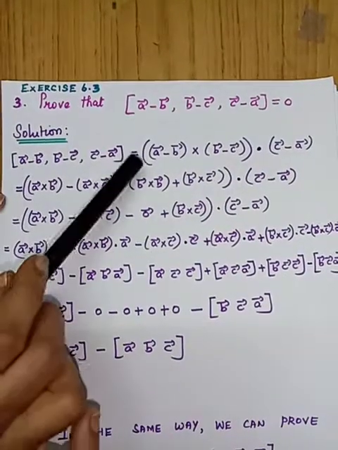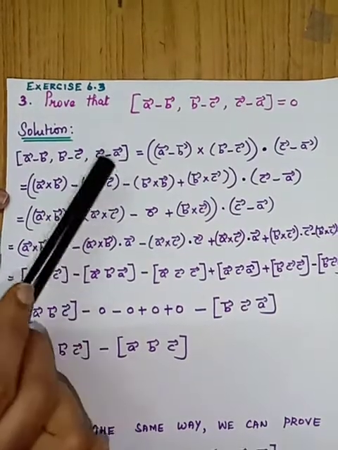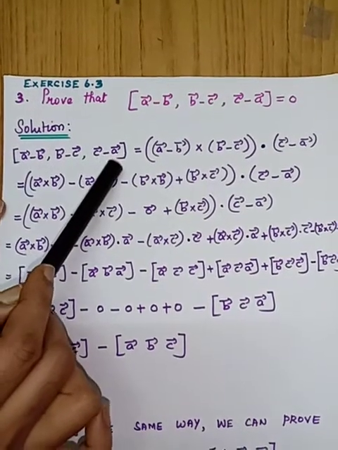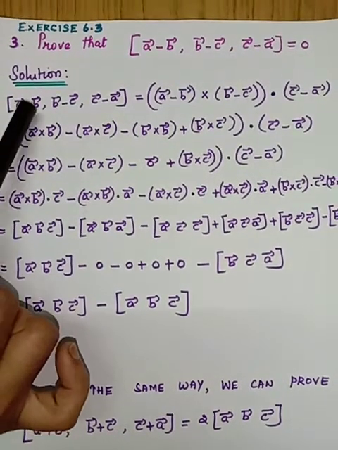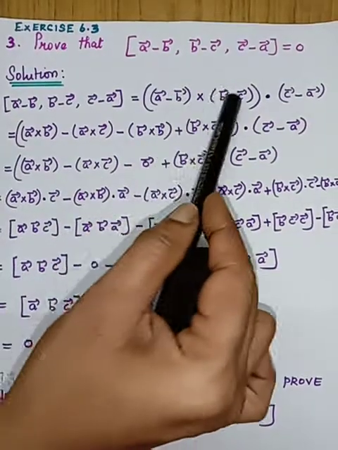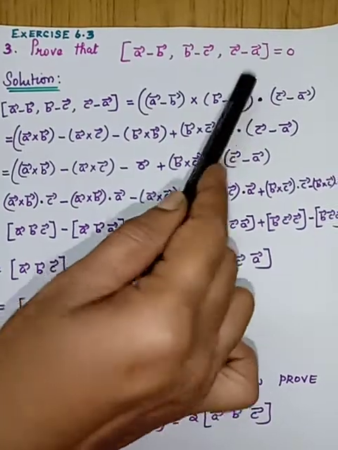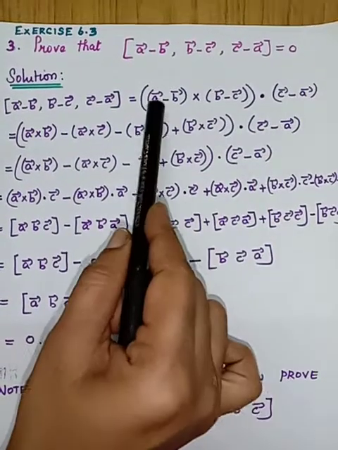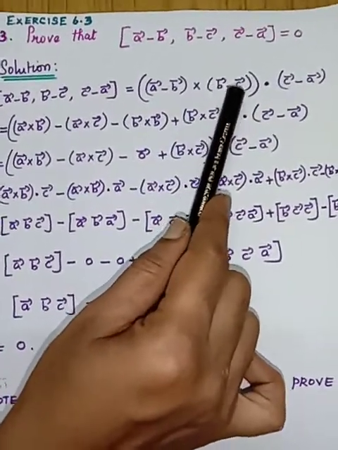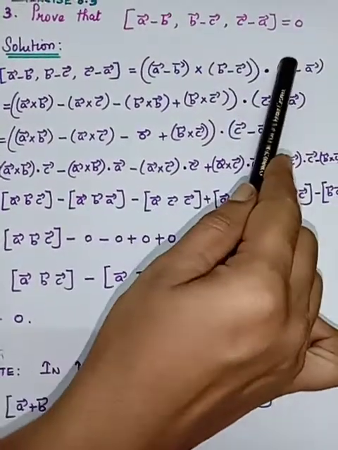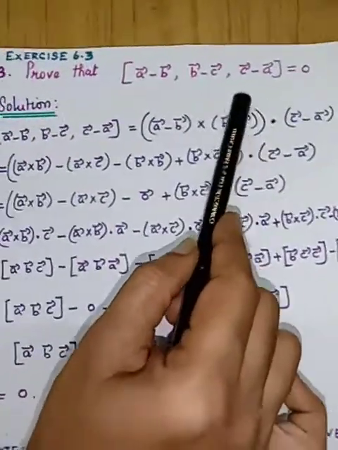You consider the box product. Here you are having three vectors, given within the box product. So box product is nothing but the scalar triple product. So I'll take the cross product of first two vectors, then dot product with the third vector. So it is written as (A vector minus B vector) cross (B vector minus C vector) dot (C vector minus A vector). So look at the first two terms.